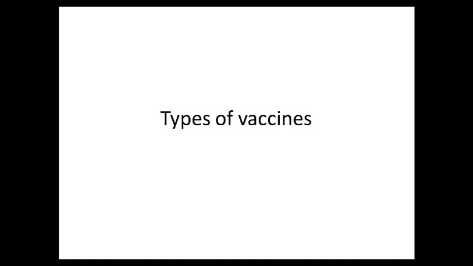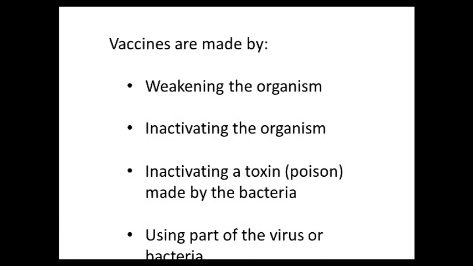Going to look at different types of vaccines. Based on the method by which vaccines are prepared, there are different types. So let's look at how vaccines are made. Vaccines are made either by weakening the organism.